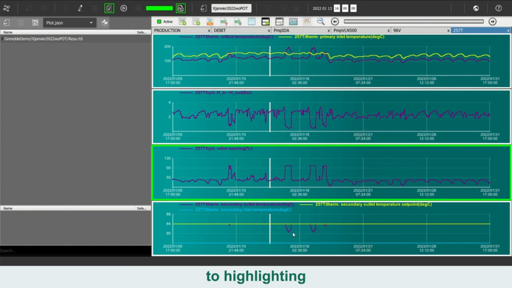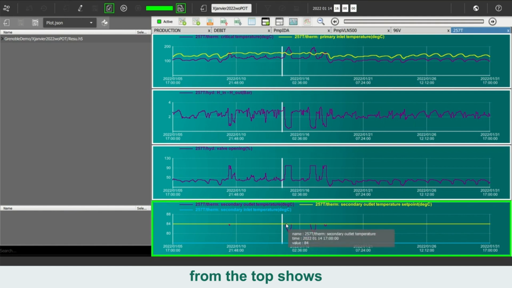In addition to highlighting these phenomena, District Lab H Simulation Studio can also be used to analyze the consequences of a shortfall in energy delivered to the consumer. The fourth graph from the top shows the difference between the secondary flow set point temperature and the temperature actually reached, with a difference of just a few degrees.